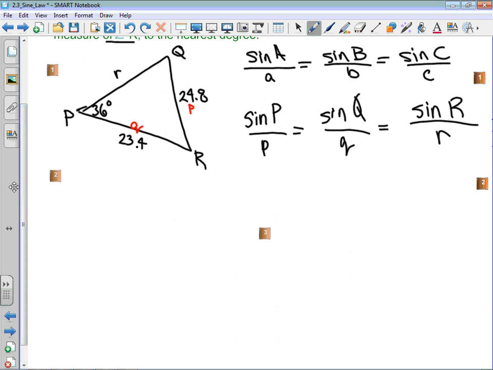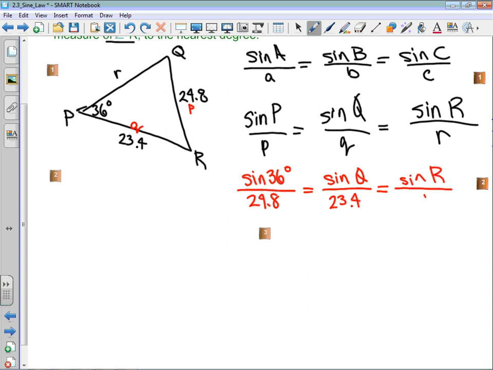And I'm going to be able to say that the sine of 36 degrees divided by 24.8 is equal to the sine, well, I don't know angle Q, but I know side Q is 23.4, and that's equal to the sine of angle R over side R. Now that last term really sucks because we don't know any of the information, but there is another formula present here. And it's present for every single triangle. It is that the sum of the angles is equal to 180.